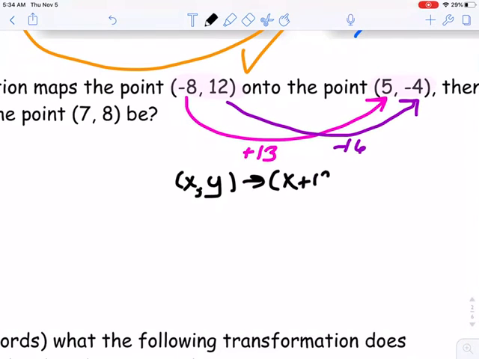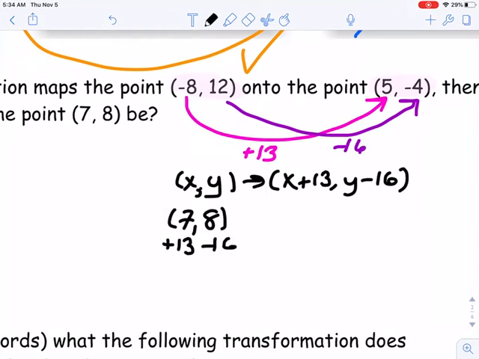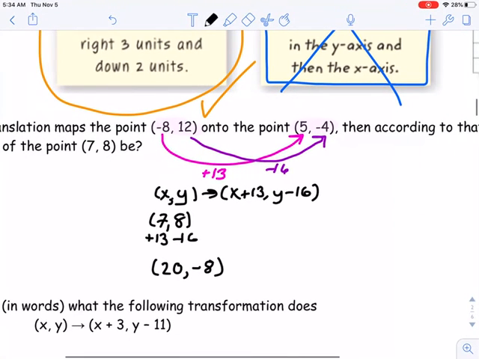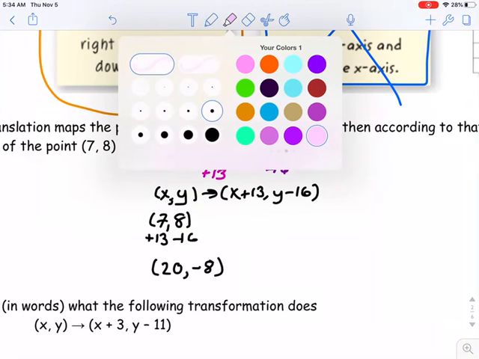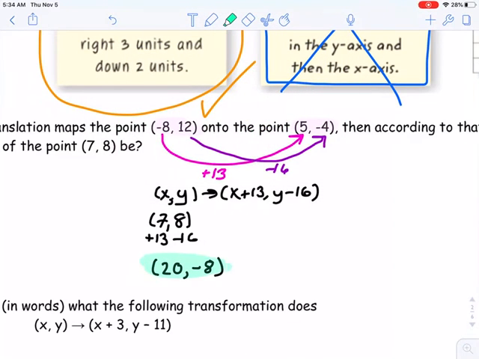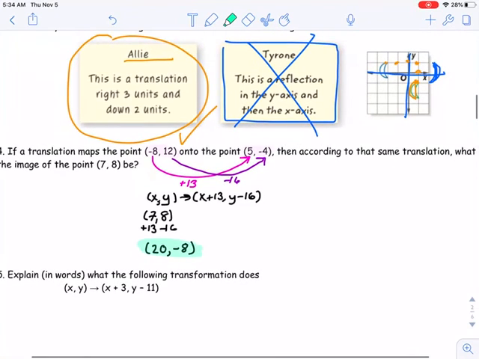So basically I'm going to take this point (7, 8) and plug it into this. So that means I'm going to do plus 13, minus 16. So the new point will be (20, -8). And that, ladies and gentlemen, is the answer.